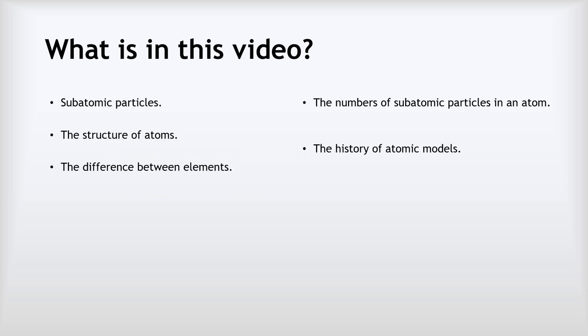Let's move on. In this video, we are going to look at what subatomic particles are, how they combine to give us the structure of atoms, the difference between different elements in terms of those subatomic particles, how we find the numbers of subatomic particles in an atom, and a very brief history of different models of how we used to think about atoms in the past. Okay.